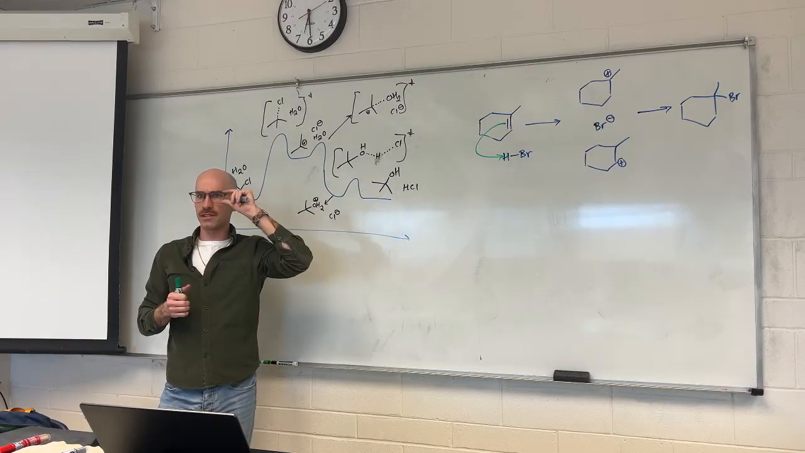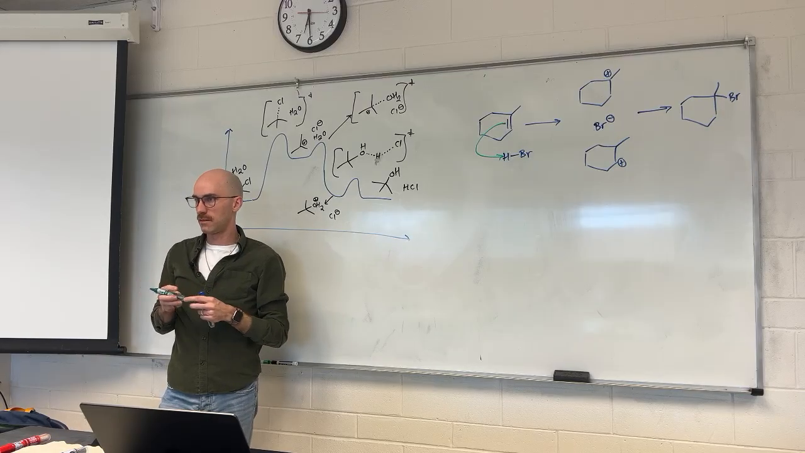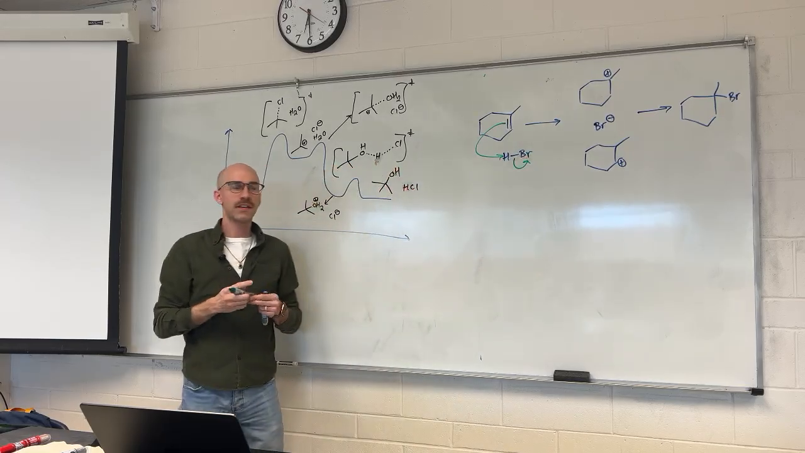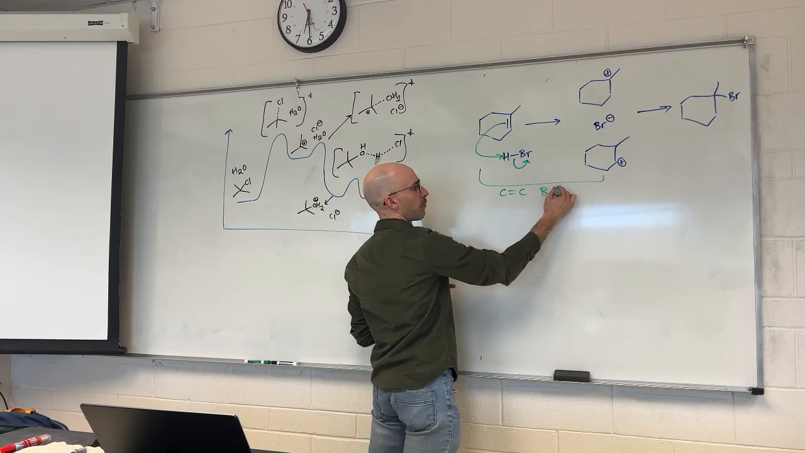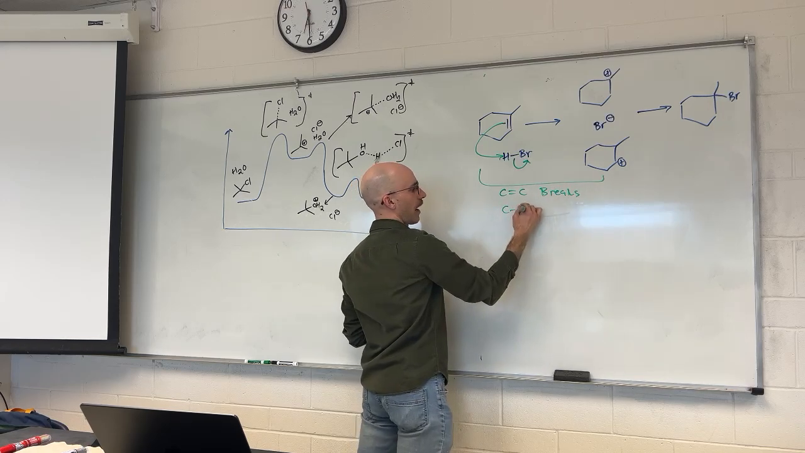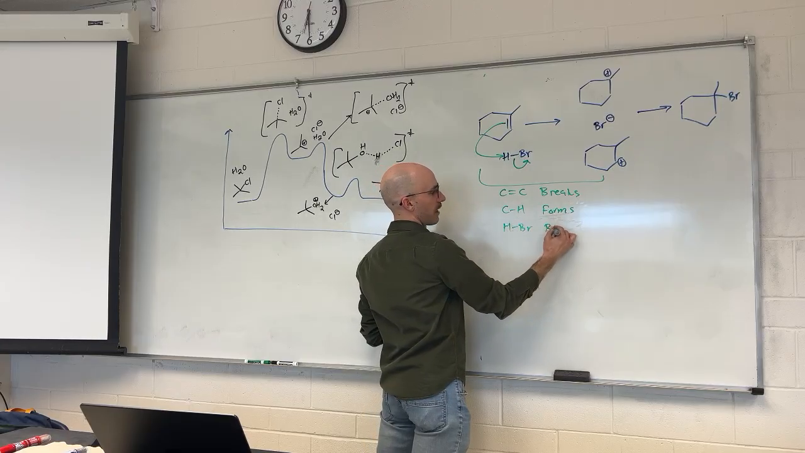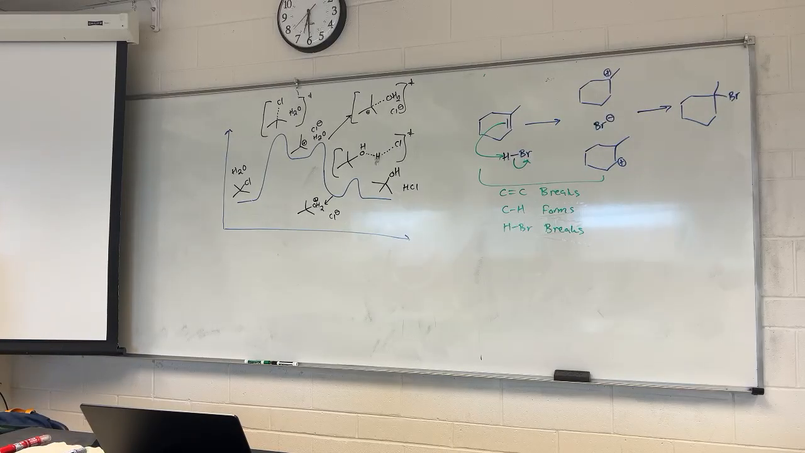I need another arrow for this step. Yes, from the HBr bond to the bromine. Here's what I would want you to take away from this step. Carbon-carbon bond breaks, carbon-hydrogen bond forms, and hydrogen-bromine bond breaks. Does that mean I need to have 3 arrows? No, because 2 of those things are being described by just 1 arrow.